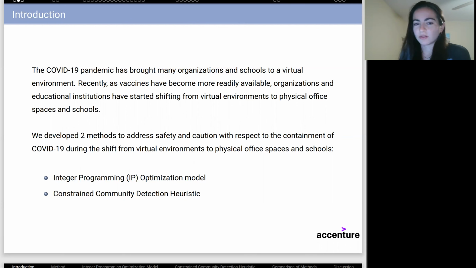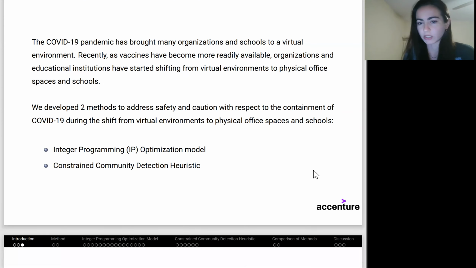So what we're trying to address here is how do we reduce that spread, and by using a constrained community detection heuristic or an integer program, we're able to address reducing the newly created links in a contact network. So we developed these two methods to address safety and caution with respect to containment of COVID-19 during the shift from a virtual environment to physical setting. And we have both an IP formulation and a constrained community detection heuristic that aims for the same objective.